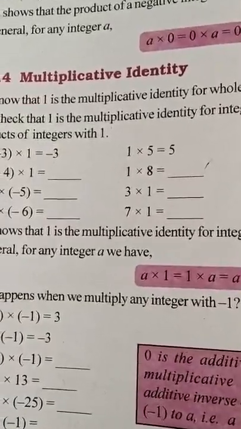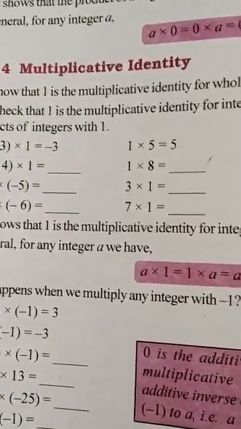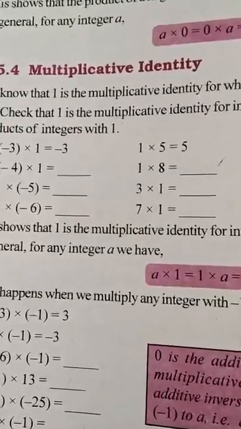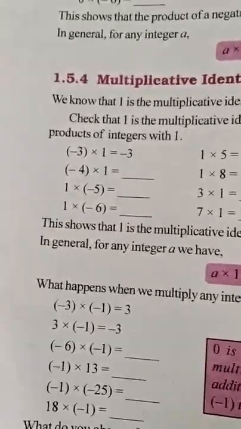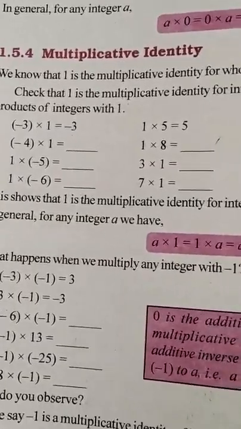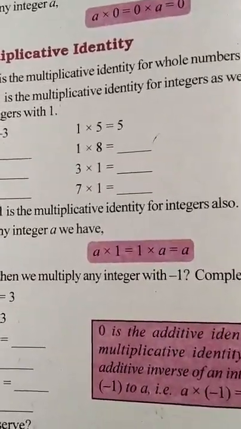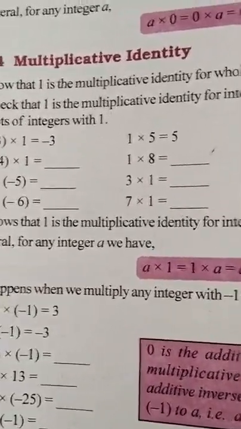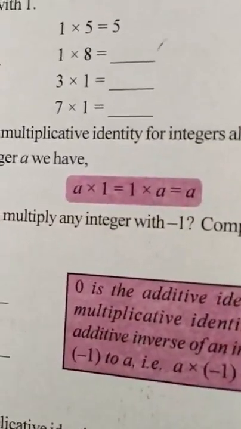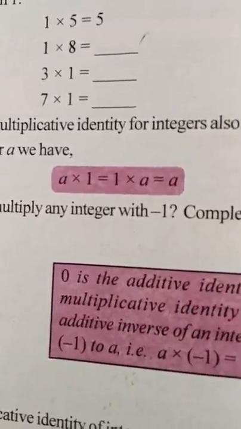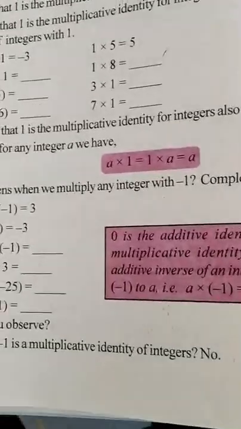Before this we have learned about additive identity, in which any number to which 0 is added, its answer remains the same. Okay, 0 is the additive identity for addition and 1 is the multiplicative identity for multiplication. So a into 1 is equal to a, and 1 into a gives a.